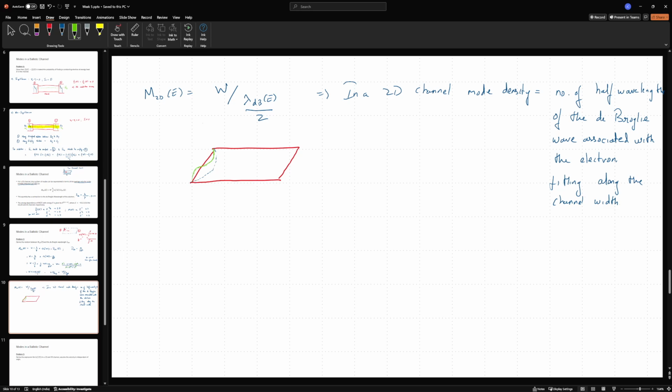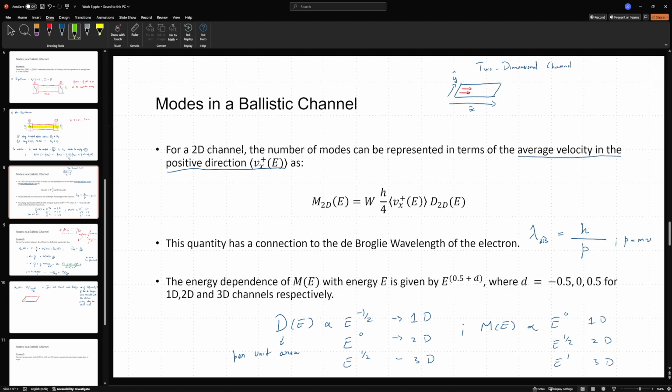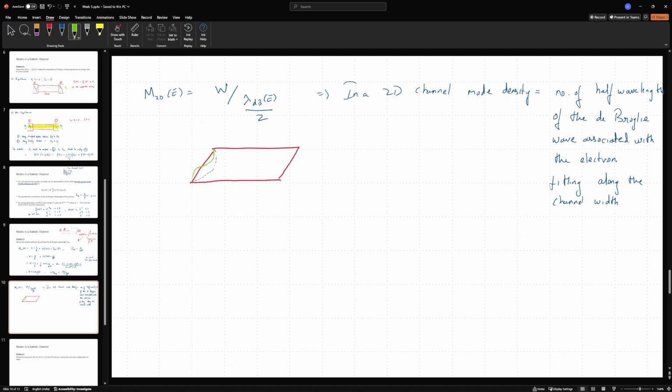Now, as we go higher and higher, more and more modes will open in a 2D channel. And that is also observed over here. There is an E to the power half dependence. So as E increases, the mode density also increases with E. Okay, so this gives me the number of modes. For the case with the green line, we will have two modes. And for the case of the blue line, we will have one mode.